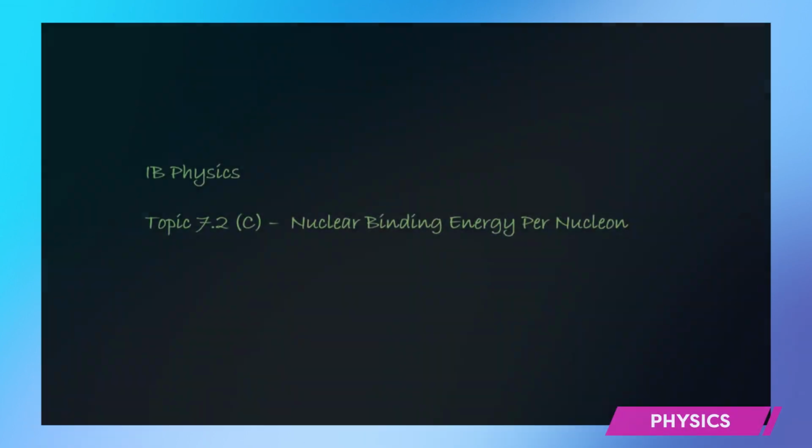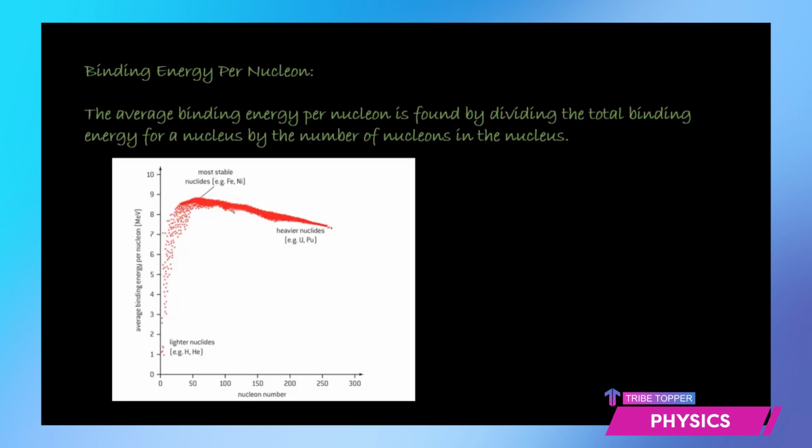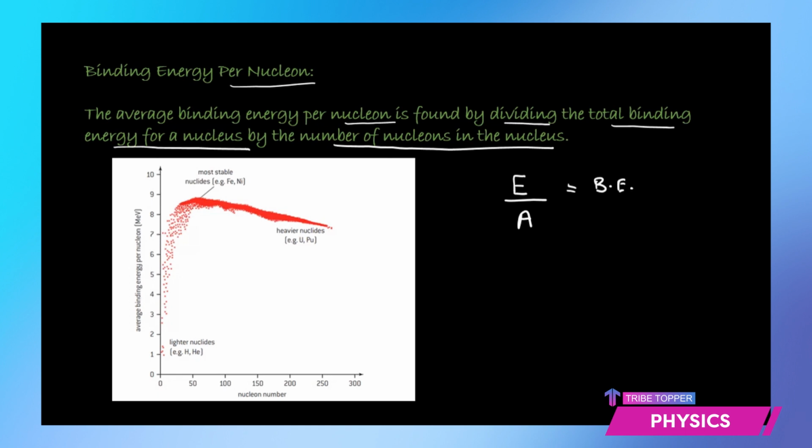In this video session, you are going to learn about the nuclear binding energy per nucleon. So by simple maths, if we know the binding energy of a nucleus, how can we find out the binding energy per nucleon? The average binding energy per nucleon is found by dividing the total binding energy for a nucleus by the number of nucleons in the nucleus. So if you have E as the total binding energy, you divide it by A, the number of nucleons. That will give you the binding energy per nucleon.